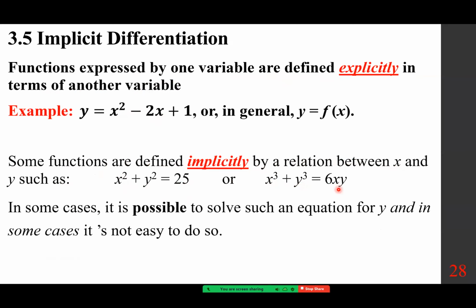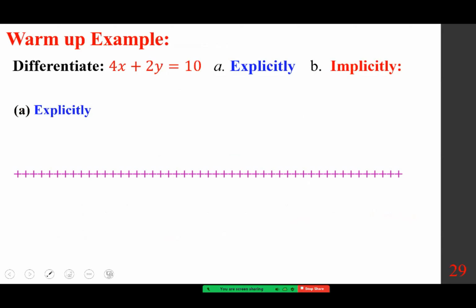And in some cases, it is possible to solve such an equation for y, and in some cases, it is not easy to do so. In some cases, it's just impossible. So as a warm-up example, I'm going to do it both ways, explicitly and implicitly, showing you that they both result in the same thing. Explicitly, because we can easily solve for y.